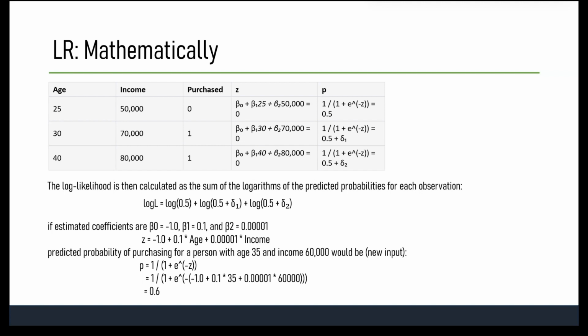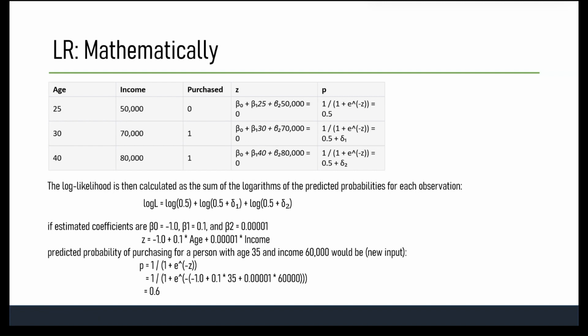So once the coefficients are estimated, they can be used to predict the probability of the outcome variable for a new observation based on their age and income. For example, if our estimated coefficients are beta naught equal to -1, beta 1 equal to 0.1, and beta 2 equal to 0.00001, the logistic regression model equation would be z equal to -1 plus 0.1 into age plus 0.00001 into income.